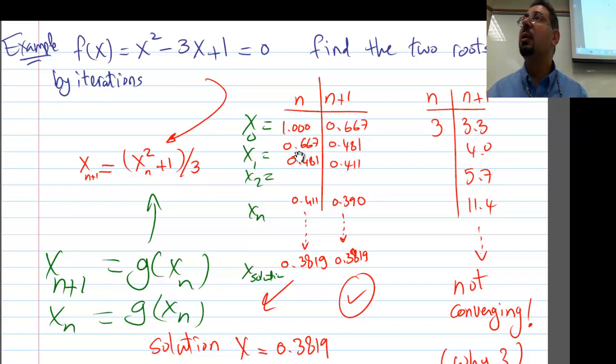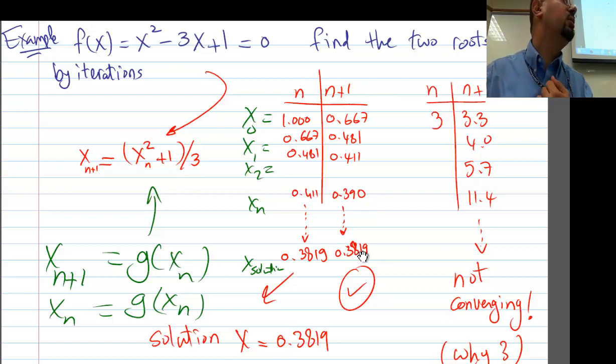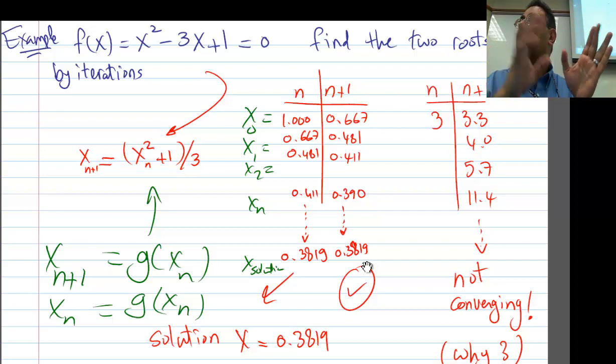He moves it over here. This is basically what I'm going to use next time. So now I have 0.667 squared plus 1 over 3. You do this in the calculator, you get 0.481. You got it? You move it here and you keep running this number until eventually you put 0.3819 and you get 0.3819. The method converged within 4 significant digits. So if the problem said solve this within 4 significant digits, you are done. When 4 digits repeat themselves, you are done.